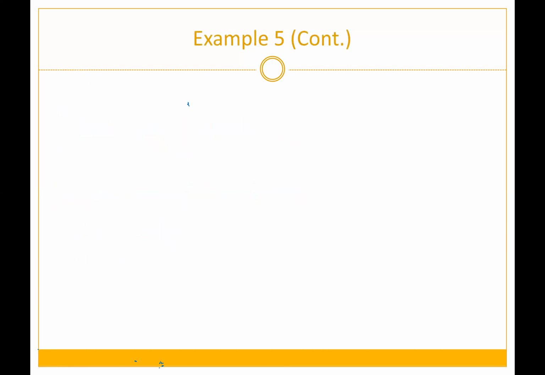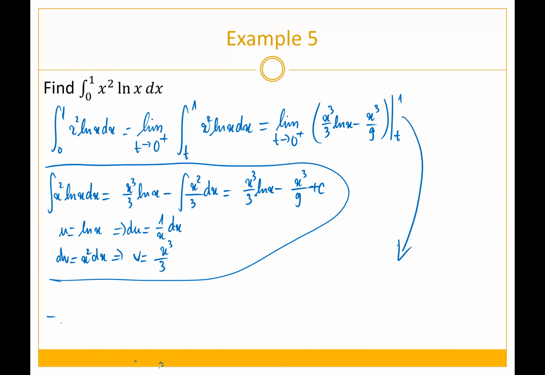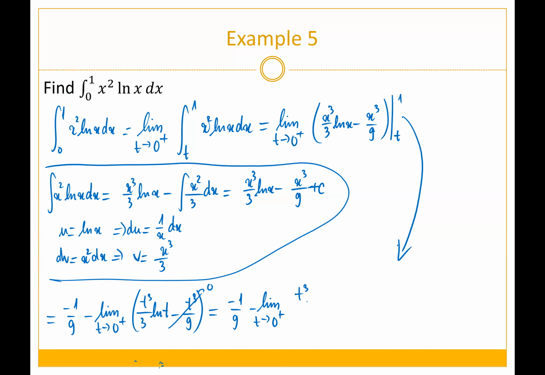So what you're going to have is negative 1 over 9 minus the limit as t approaches 0 plus of t cubed over 3 ln of t minus t cubed over 9. As t approaches 0 plus, this t cubed over 9 is going to be 0. So what you have is negative 1 over 9 minus the limit as t approaches 0 plus of t cubed ln of t over 3.